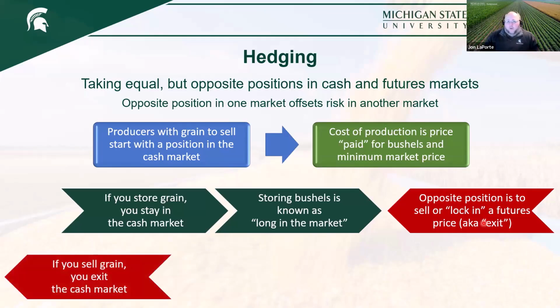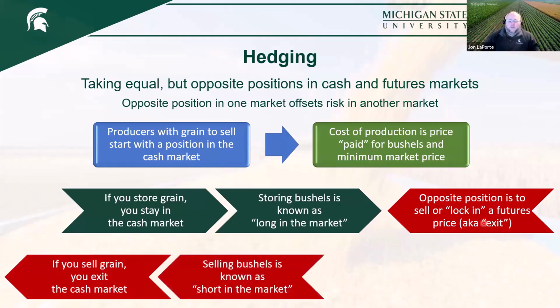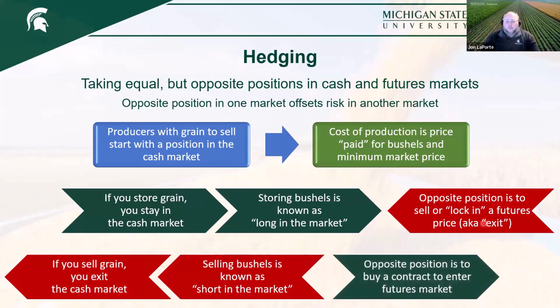Now, if you sell your grain that you have stored in the bin, you're exiting the cash market. And that's known as being short in the market because you're getting rid of those bushels. The opposite position in the futures market would be to buy a futures contract, to say I'm essentially buying the bushels that exist in that market to put myself in the futures market that way. So it's this idea of where do your bushels theoretically exist? Are we selling them or are we buying them in one market versus the other?